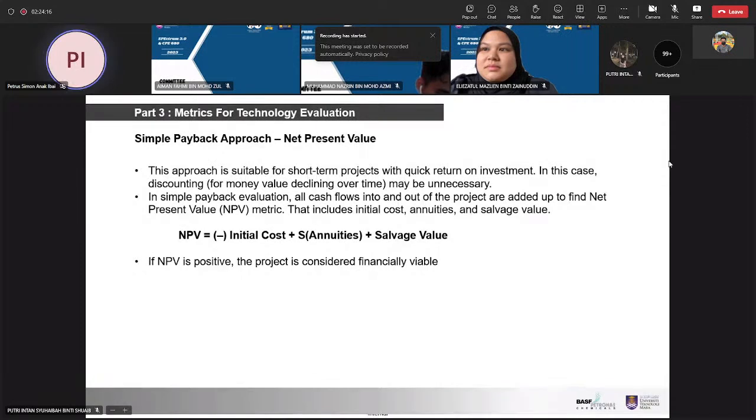So another one is called a simple payback approach, which is the net present value. The net present value is equivalent to your initial cost plus your annuities and also your salvage value. If your NPV, net present value, is positive, then the project is considered financially stable and viable. All right, next.